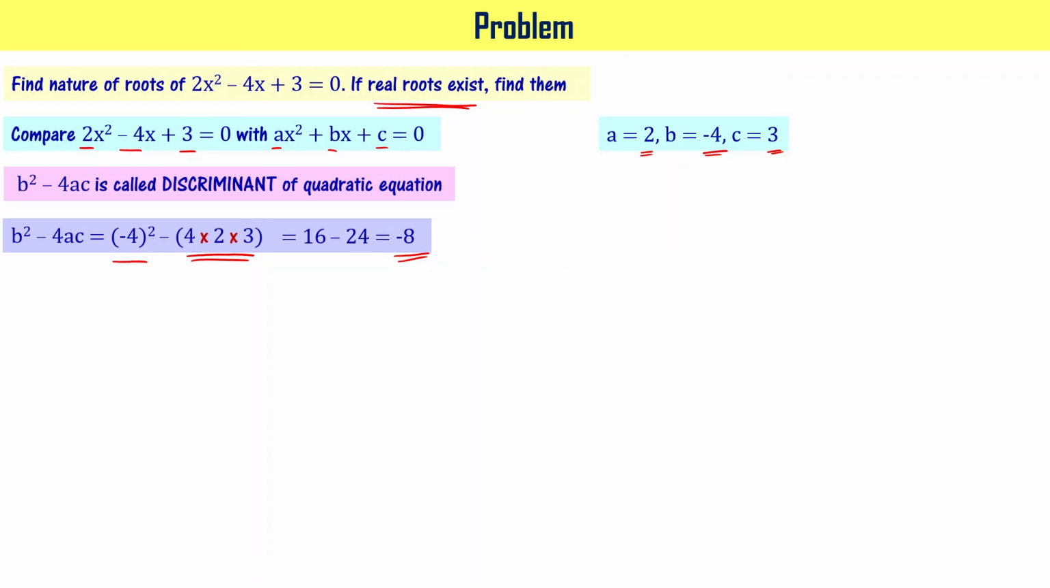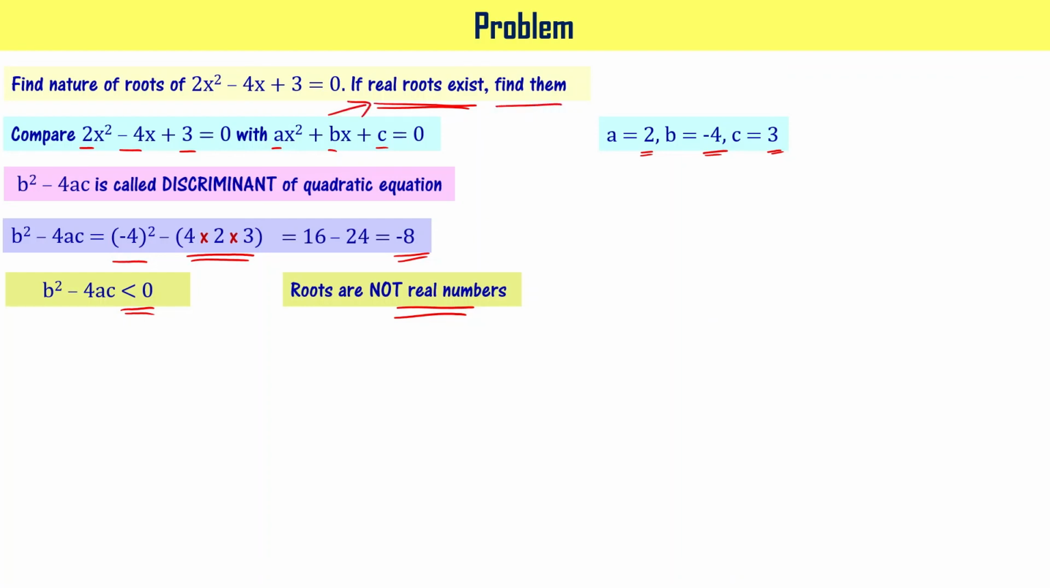It means it is smaller than 0, right? Since b square minus 4ac is less than 0, we say that roots are not real numbers. The question says, if real roots exist, find them. But as you see here, b square minus 4ac is equal to minus 8, that is less than 0. That's why you can say that real roots do not exist for this equation. Let me write that. Real roots do not exist for 2x square minus 4x plus 3 equal to 0, right?